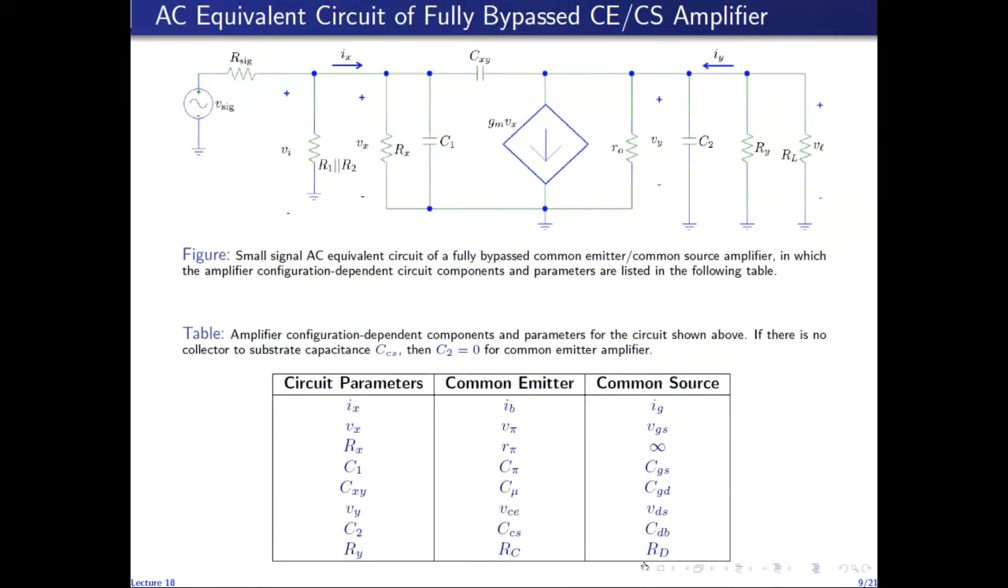So using this general small signal AC equivalent circuit, we can analyze both common emitter and common source amplifiers simultaneously in terms of these parameters Vx, Ix, Rx, C1, C2, Cxy, Iy, Ry, and Vy.